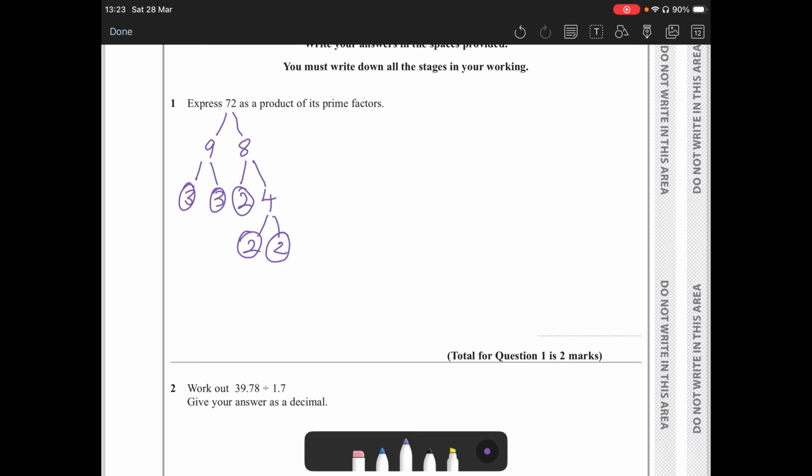So the answer to this question, what we're saying here is you would get 72 if you did 2 times 2 times 2 times 3 times 3, which using indices would be, well, your 3 2's give you 2 cubed, times, well, 3 times 3 is 3 squared. So that's your final answer for number one.